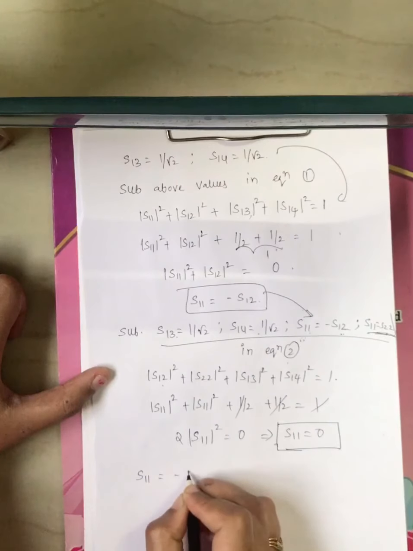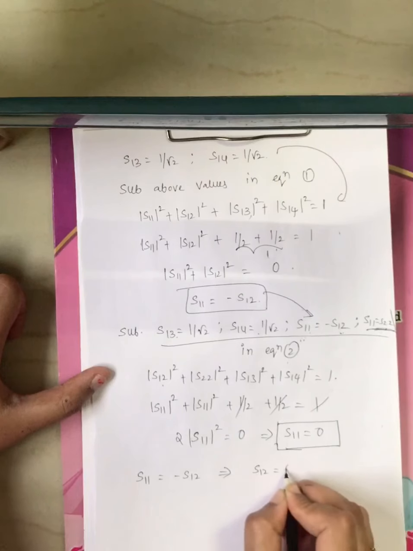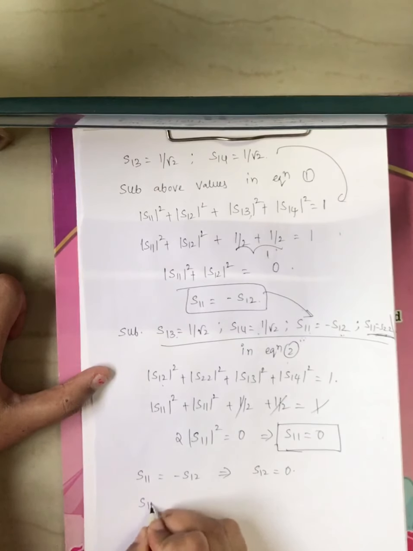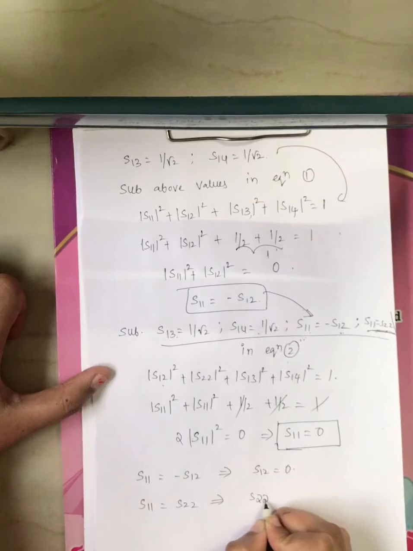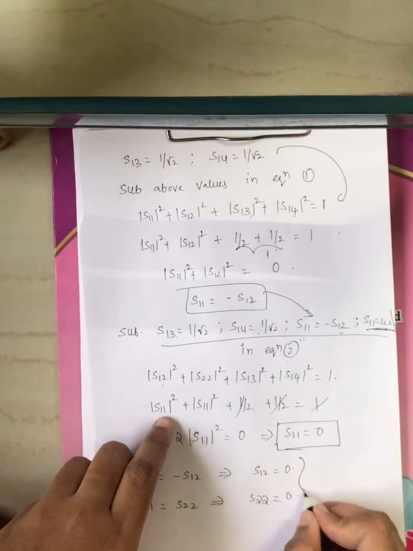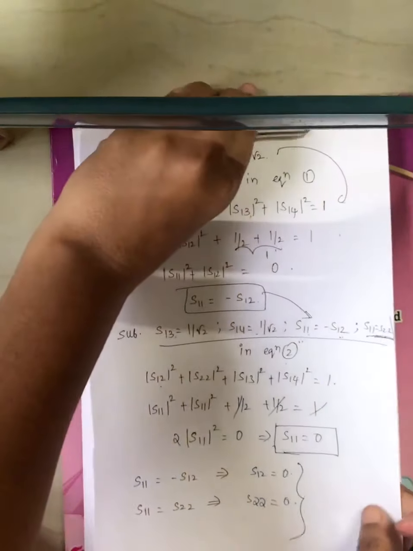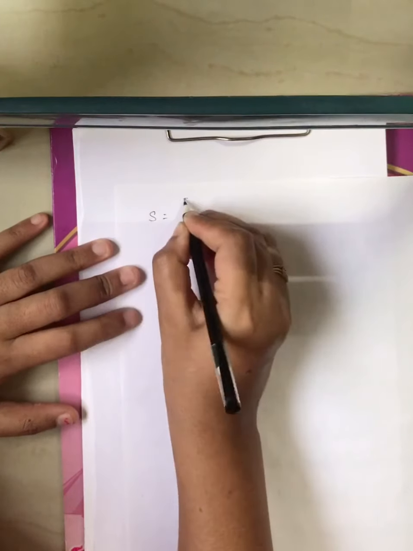Now S11 equals minus S12, this implies S12 is also 0. Now S11 equals S22, this implies S22 is also 0, right? Now we have found out all S values. The final S matrix we have to write after substituting all S values. Now let us write the final S matrix, right?